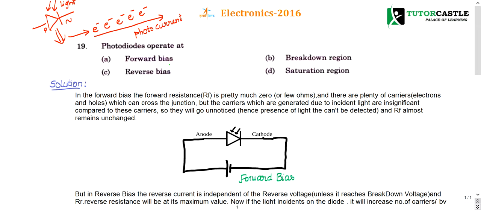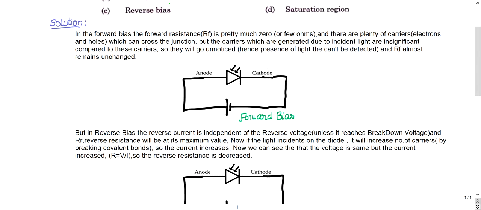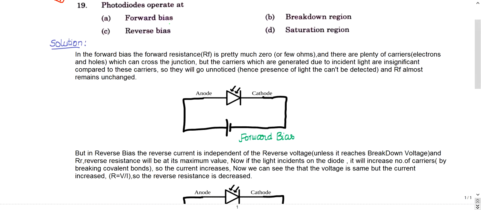a photodiode. Now what happens when this photodiode is connected in forward bias, reverse bias, breakdown or saturation? Let us see that. Now I'll explain with the help of an analogy. So before going to that, let me explain with an analogy.